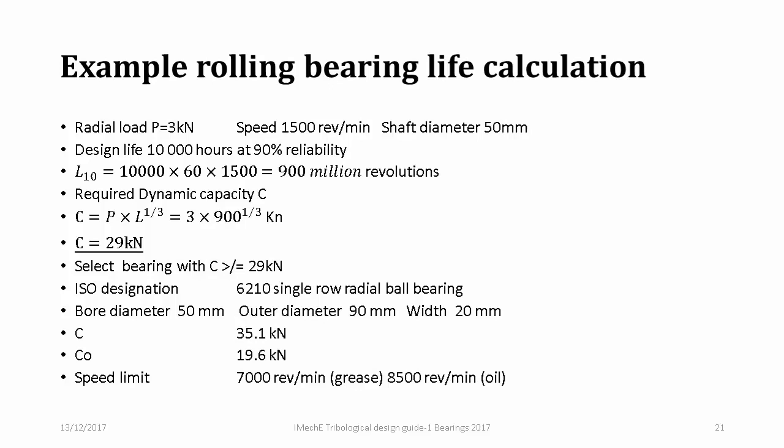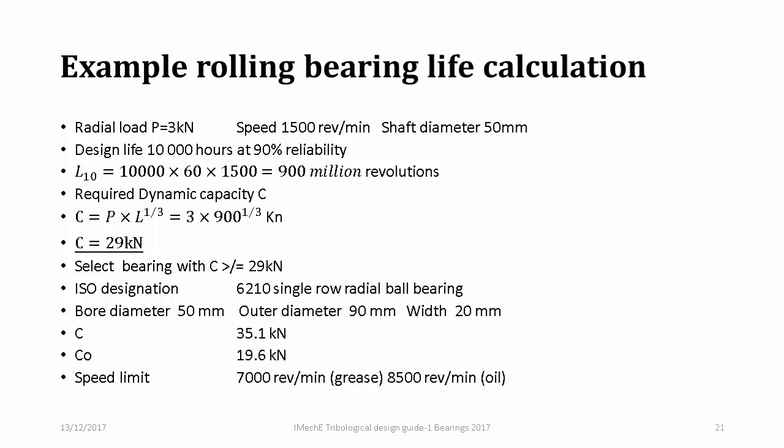So from that we can work out a required dynamic capacity by taking the life formula, and that comes out with a capacity required of 29 kilonewtons. So we now need to find a bearing where C is greater or equal to 29 kilonewtons, and if I look in a typical catalogue, a 6210 single row radial ball bearing has a bore diameter of 50 millimeters, an outer diameter of 90, and a width of 20 millimeters.